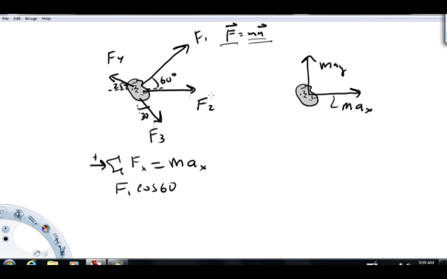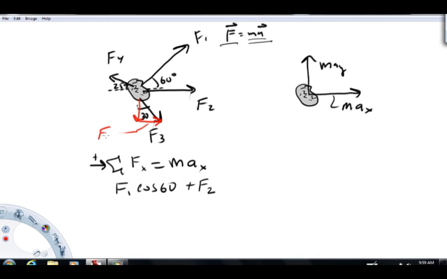F2 has an x component, so I'm going to put plus F2. Now, because F2 is parallel to the x-axis, there's really no sines or cosines required. Now I'm going to take a look at force 3. Force 3 has components that could be drawn like this.